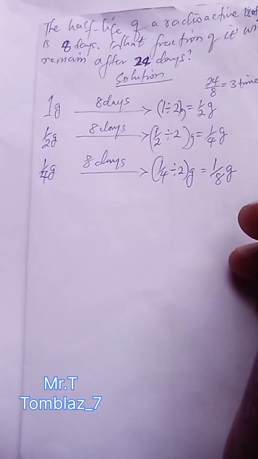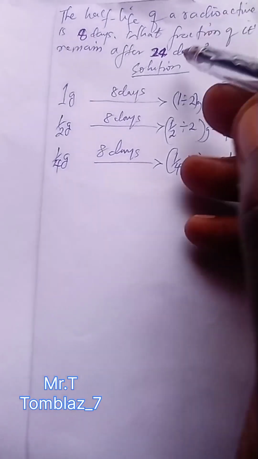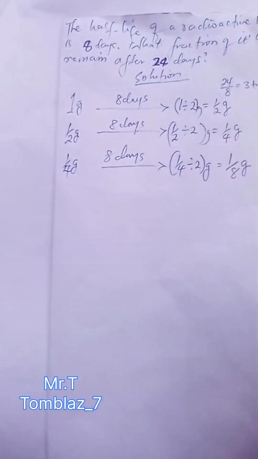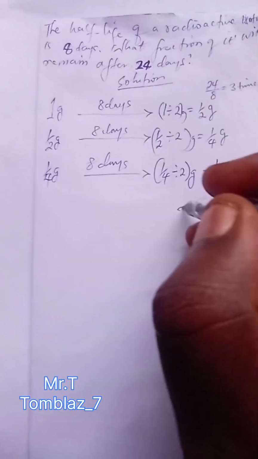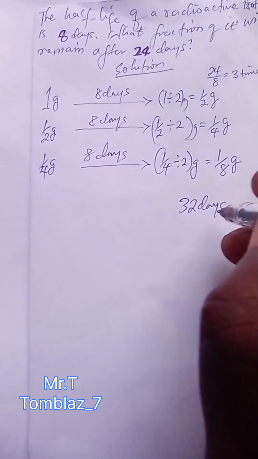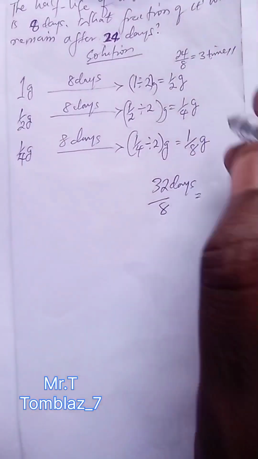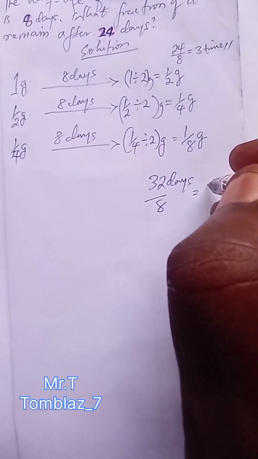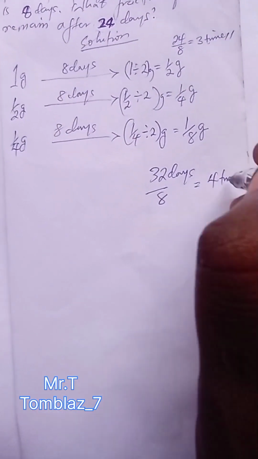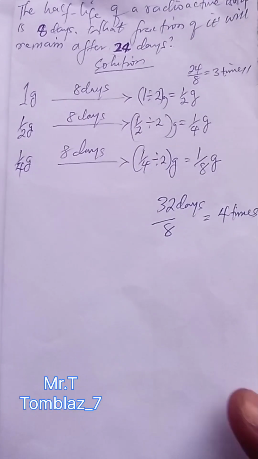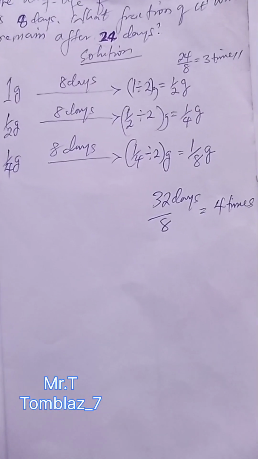Now what this means is you can be asked to carry this calculation up to, let's say, maybe 32 days. Now if it's 32 days, just divide it by 8. So 32 divided by 8 will give you how many times that you can go: 4 times. They can give you 64, that means you go 8 times. They can give you any amount. You just keep going in the number of times that have been given, right?